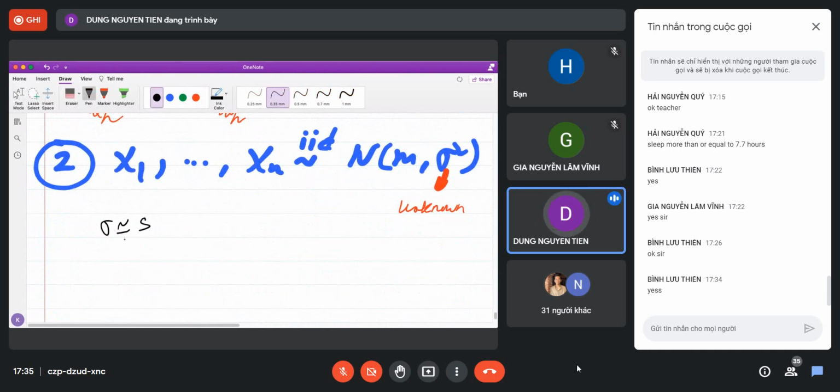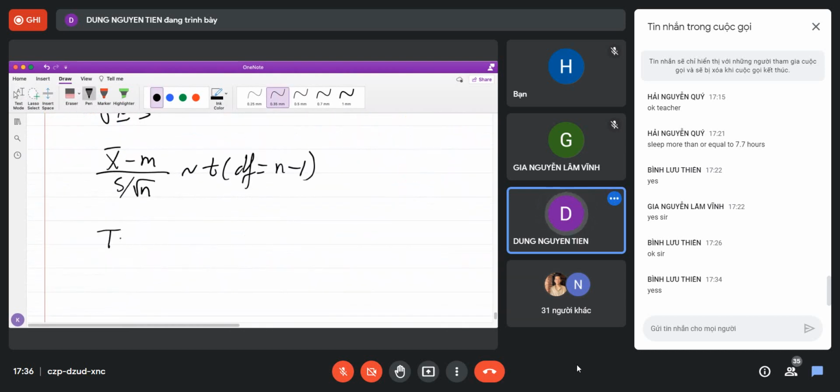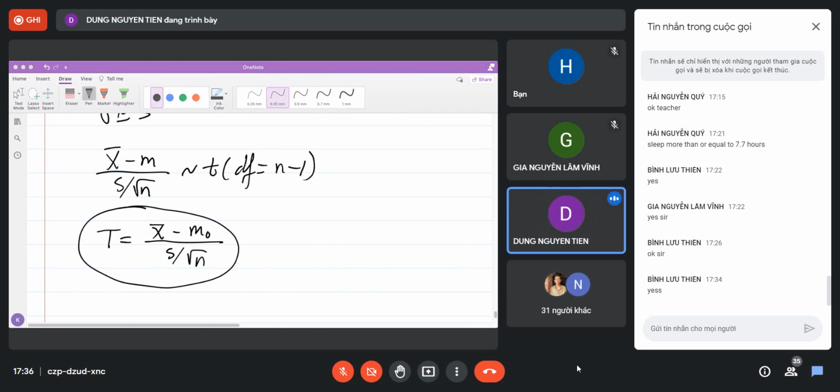And then you get X bar minus mu over S over the square root of n. From what we learned in the previous chapter, it follows the t distribution with degree of freedom n minus 1. And you can use this distribution to perform the test. Okay, so to perform the test, I'm going to compute the t value, which is X bar minus the value mu0 over S over the square root of n, and then that will help you to make the conclusion. All right. Let's have a look at the following example.